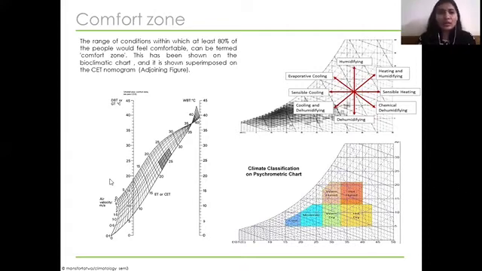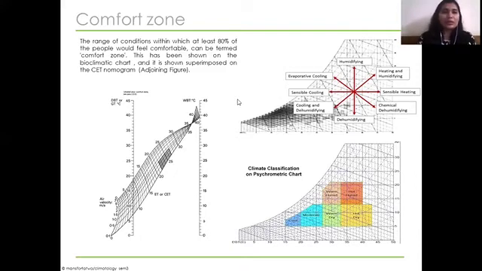Okay. Also, the range of conditions in which at least 80% of the people would feel comfortable can be termed as the comfort zone. Okay. So surveys are conducted, and any particular space is within the comfort zone if 80% of those surveyed say yes, they are comfortable. So the comfort zone has very much importance when we talk about the bioclimatic chart and Mahoney's tables.